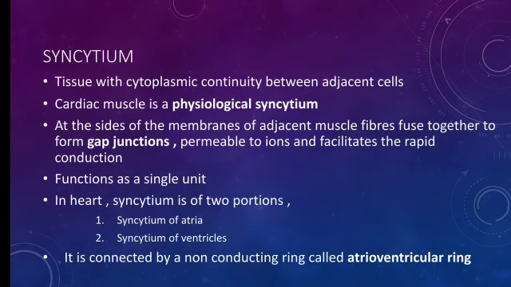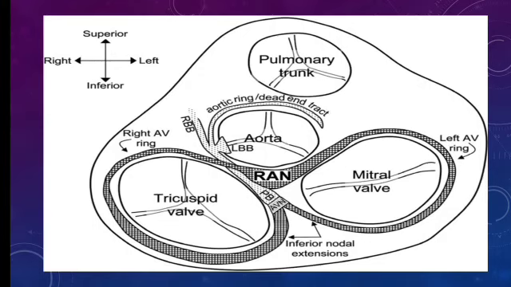In the heart, the syncytium is of two parts. One is the syncytium of the atria, and the other is the syncytium of the ventricles. These two syncytiums are connected together by a non-conducting ring called the atrioventricular ring. This is the atrioventricular ring, and this connects the syncytium.